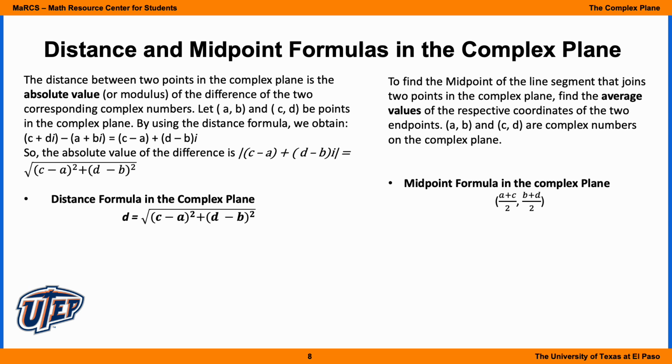Now to find the midpoint of the line segment that joins 2 points in the complex plane, we can find the average values of the respective coordinates of the two endpoints. So if we're given the initial point a comma b and the terminal point c comma d, or the last point, then we can take the averages of each of the respective portions. So a plus c divided by 2 and b plus d divided by 2 will give us the point in the middle of those 2 points, or the midpoint.